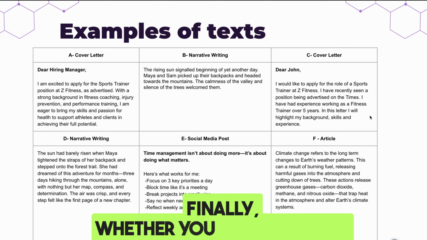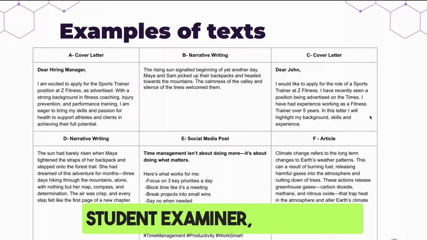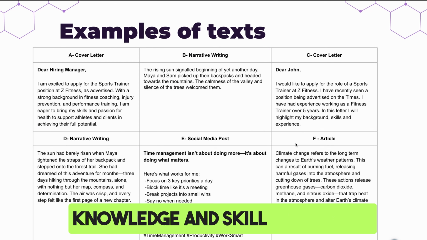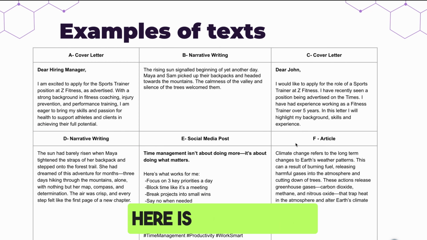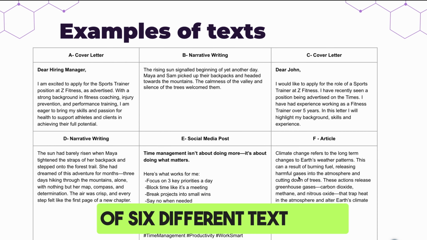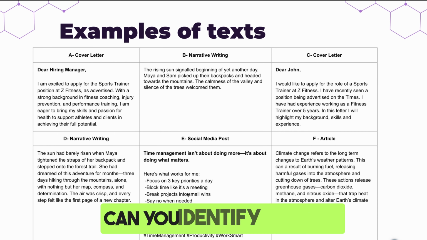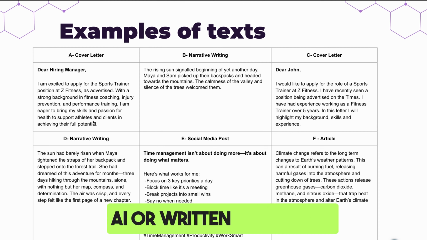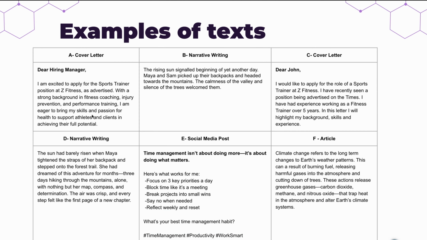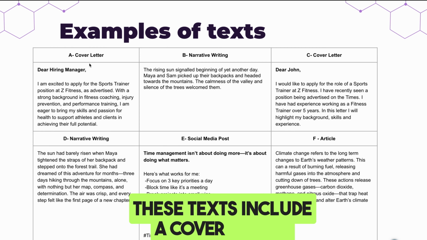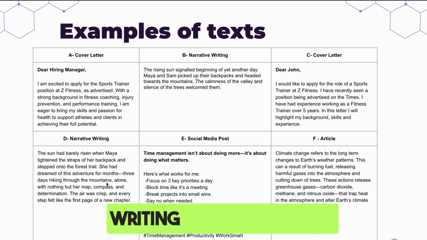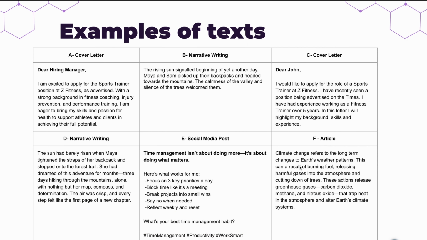Finally, whether you are a teacher, student, examiner, job seeker, or employer, let's put your knowledge and skill to the test. Here is a collection of 6 different text types. Can you identify whether it was generated by AI or written by a human? These texts include a cover letter, narrative writing, another cover letter, a writing sample, a social media post, and an article.